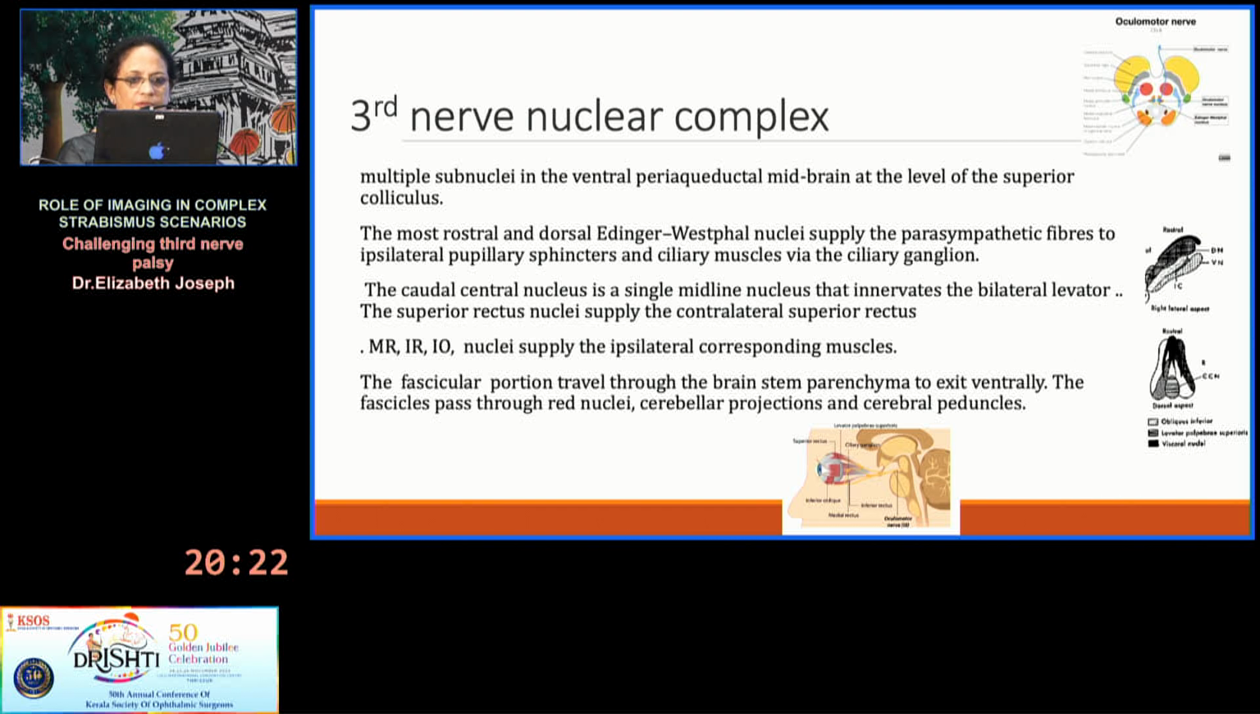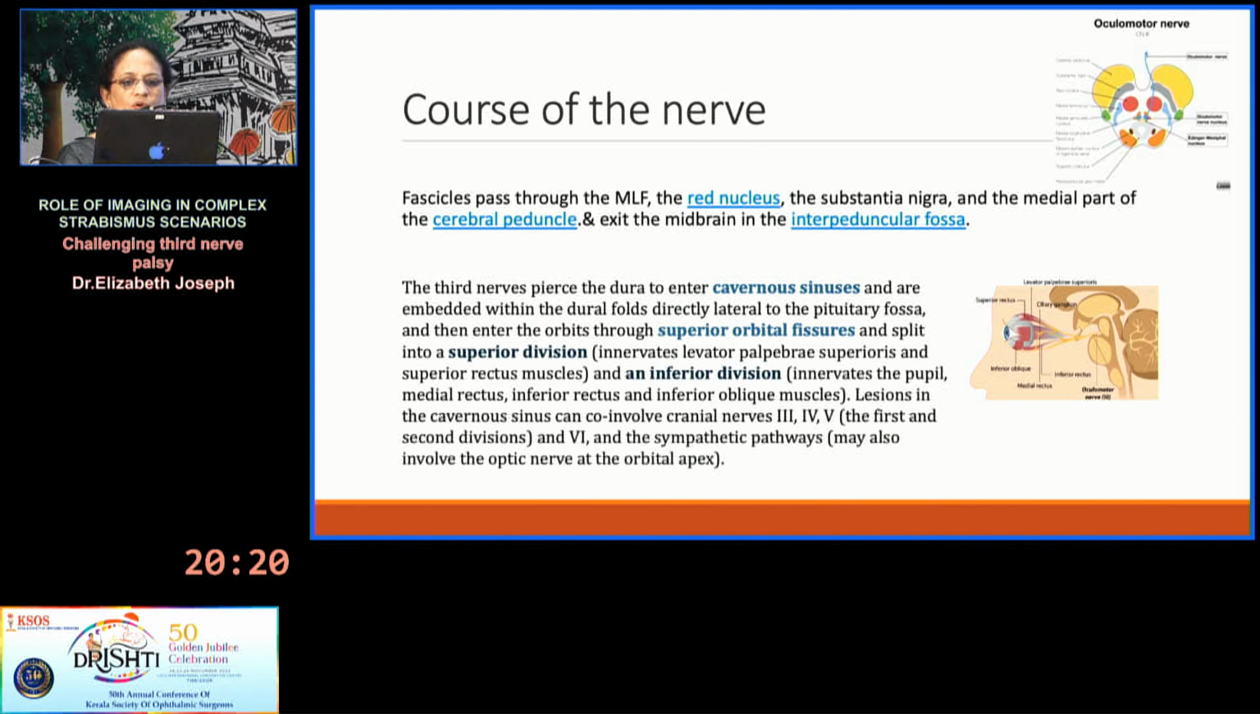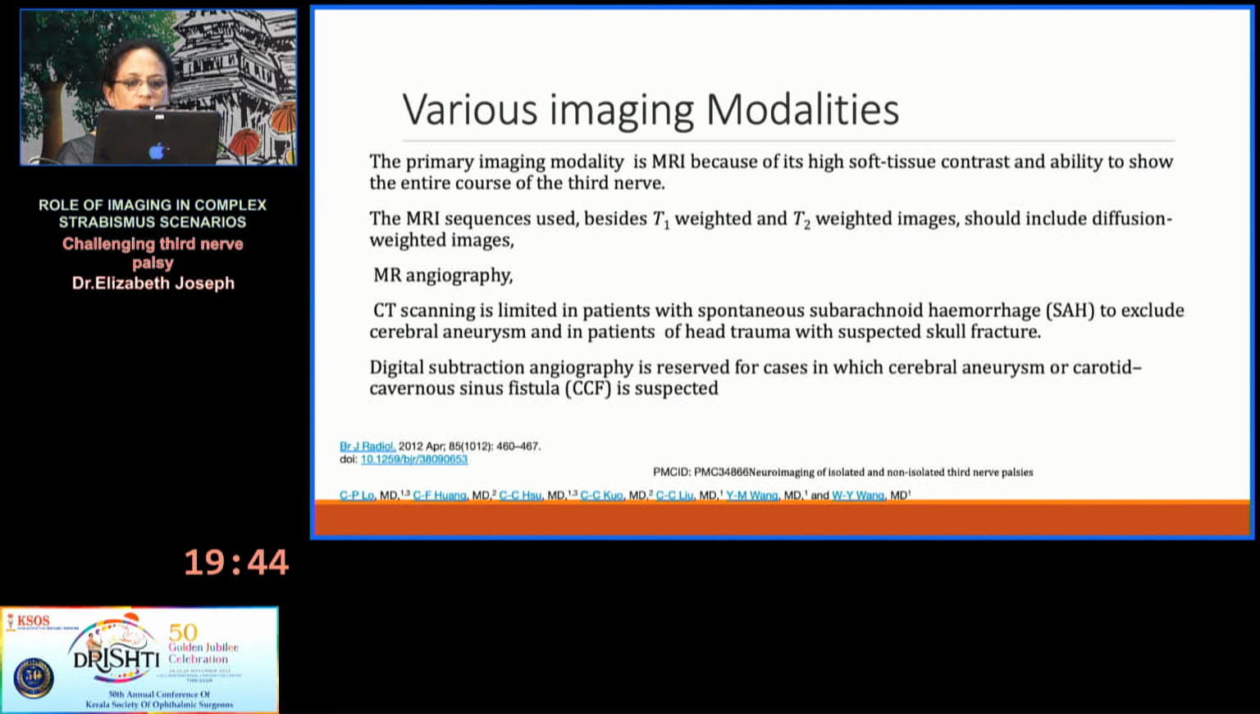And coming from the nucleus, the fascicular portion goes through the medial longitudinal fasciculus, the red nucleus, substantia nigra, and then emerges from the midbrain in the interpeduncular fossa. As the third nerve passes through all these structures, there will be associated neurological findings like ataxia, hemiplegia, etc. in case of fascicular involvement. Then it travels through the cavernous sinus, superior orbital fissure, divides into superior and inferior divisions, and then innervates. So in all these places, the third nerve may be involved in different pathologies.